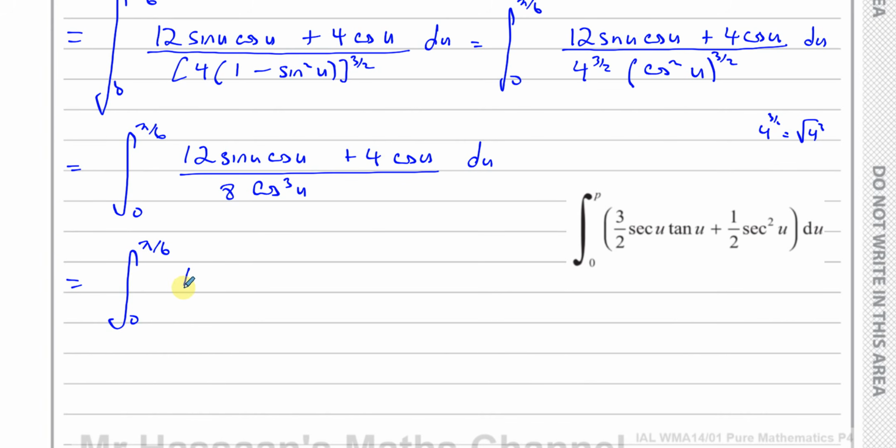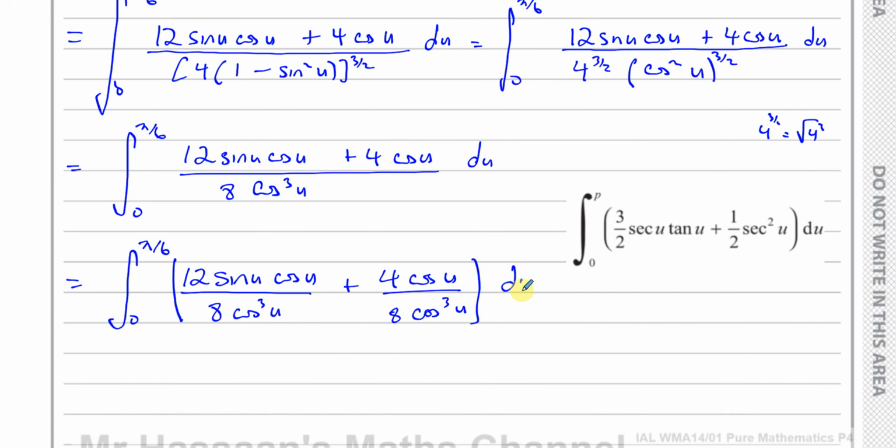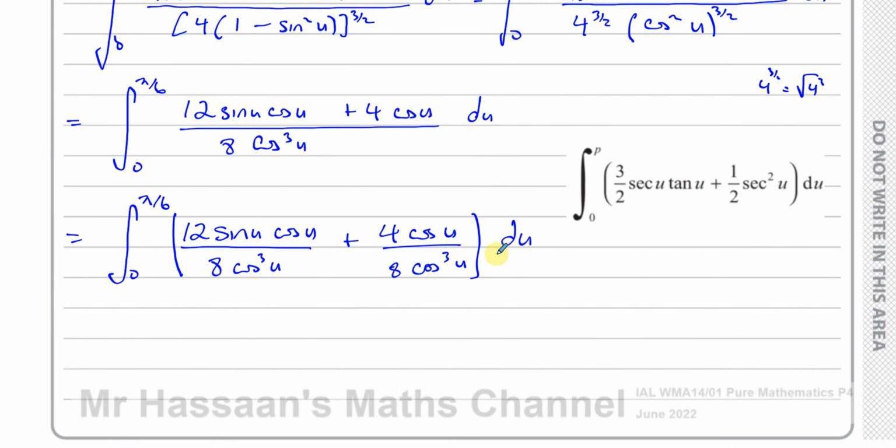Well, what I can do is write them as separate terms first. So 12 sine u times cosine u over 8 cosine cubed u, plus, and this also can be written as 4 cosine u over 8 cosine cubed u. Now I need to put a bracket there because they're separate terms with respect to u. Now let's see what happens. Let's see if we get what we want. You've got pi over 6 and 0.